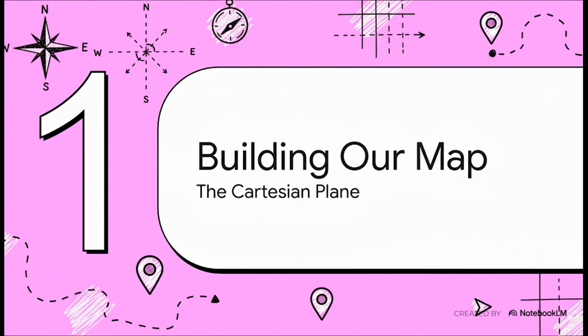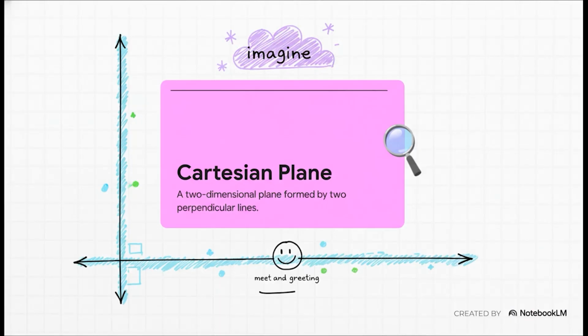So to understand this secret language, we first need to build our map. And this map has a very fancy name. It's called the Cartesian plane. I know it sounds a little complicated, but trust me, it's actually super simple. Okay, just picture this. You take a normal number line that goes left and right. Now take another number line that goes straight up and down. And then you just make them cross right in the middle. That's it. That's our entire map, the Cartesian plane.